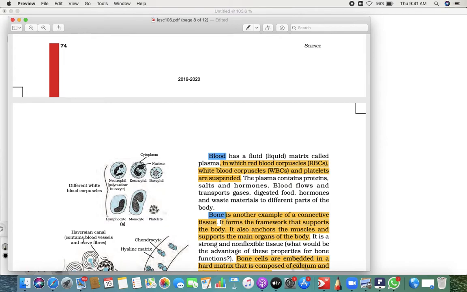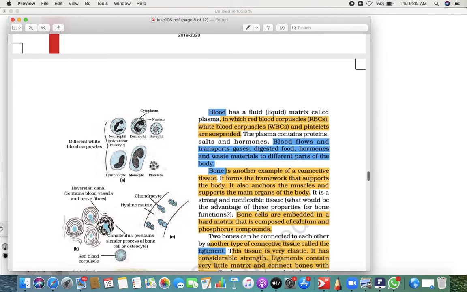Now the next thing we are talking about is plasma. Plasma contains proteins, salts, and hormones. Blood flows and transports. Now what does the blood do to our body? Blood flows and transports gases, digested food, hormones, and waste material from one part to different parts of our body. So make sure of three things: blood flows and transports gases, the CO2, carbon dioxide, as we already know, digested food, hormones, and waste materials through different parts of the body.